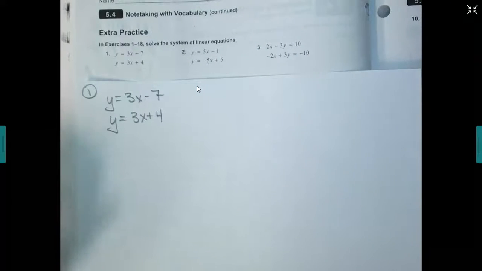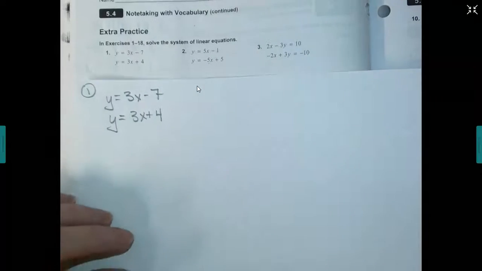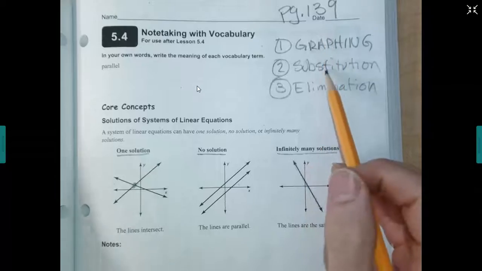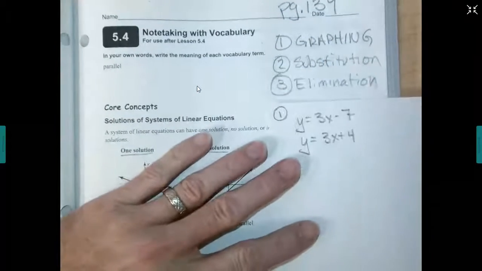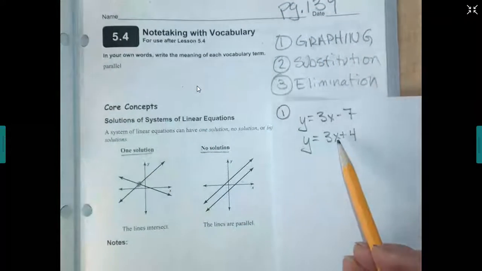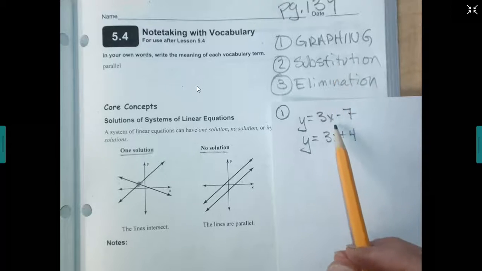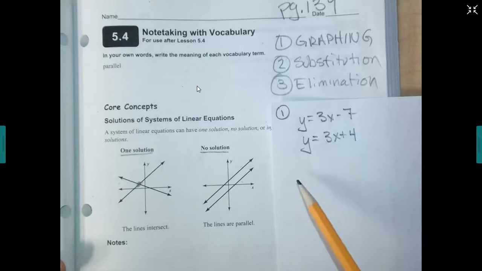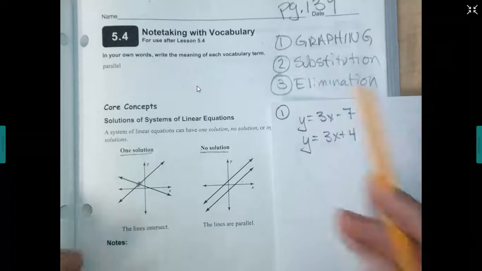Now I'm going to pick one more way to solve this, either graphing, substitution, or elimination. With this one, I will show you both substitution and elimination. You only have to pick one and do it, but I'm going to show you that you could solve it by both. So let's first do substitution.